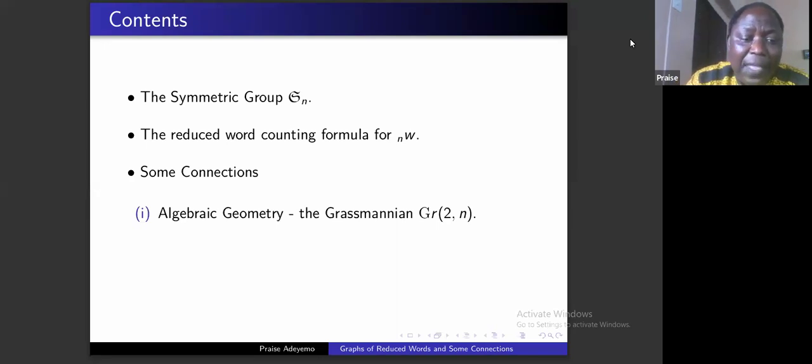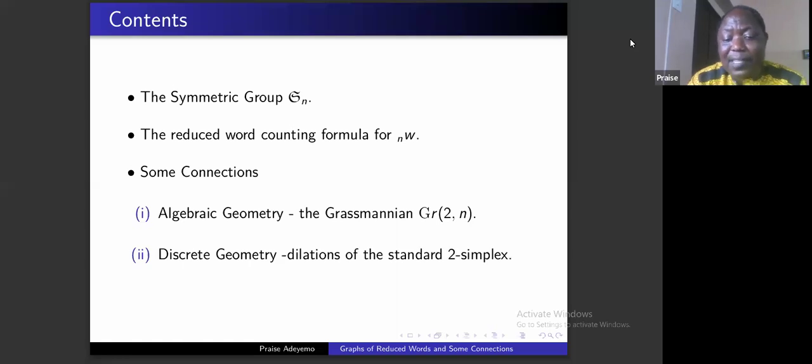If we have time, I will also talk about the connection to discrete geometry, where we talk about dilations of the standard two-simplex. Okay, so let's get started.